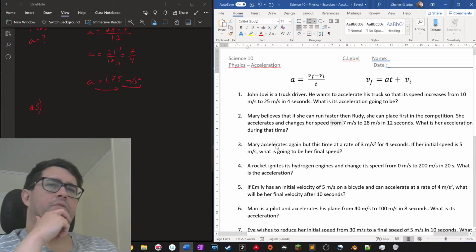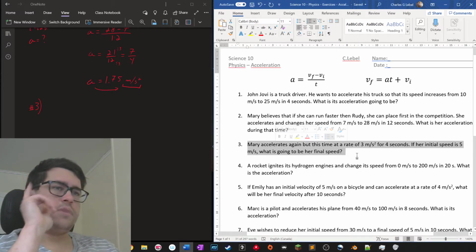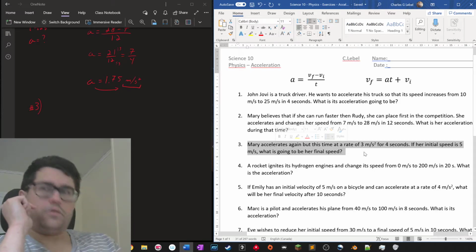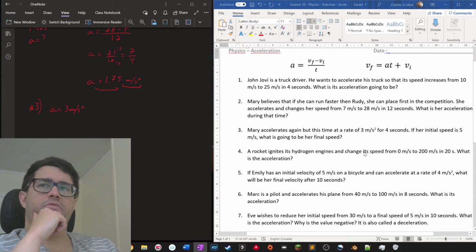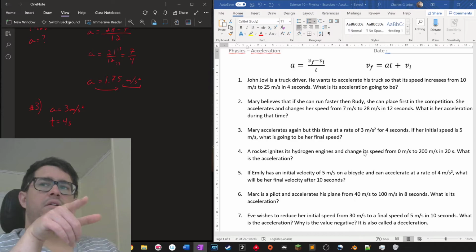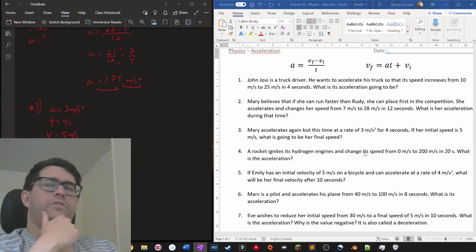Mary accelerates again, but this time at a rate of 3 meters per second squared for 4 seconds. They give us the acceleration. By they, I mean me. I give you the acceleration. The time is 4 seconds. Her initial speed, VI, is 5 meters per second. What is going to be her final speed?